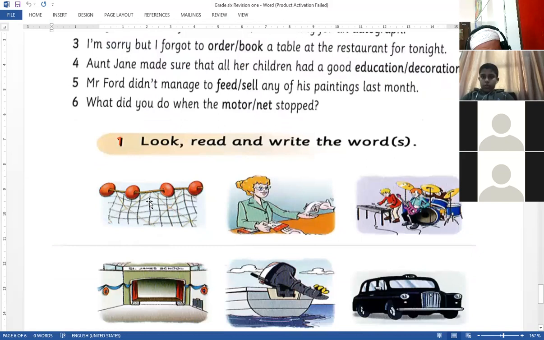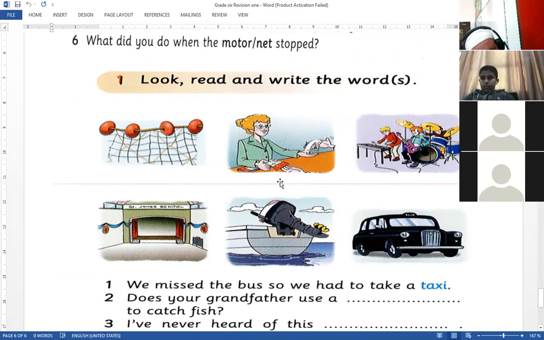And this one? Cell. What's the past of cell? Sold. And this one is? A band. School what? School hall. This one is a motor. And this is a taxi. Okay, thank you. Now, this is the first revision, my dear students.